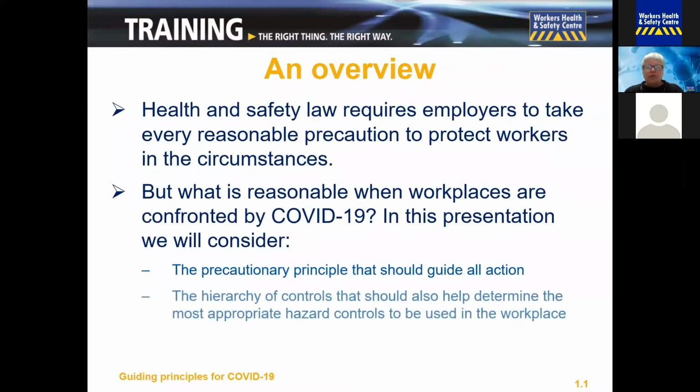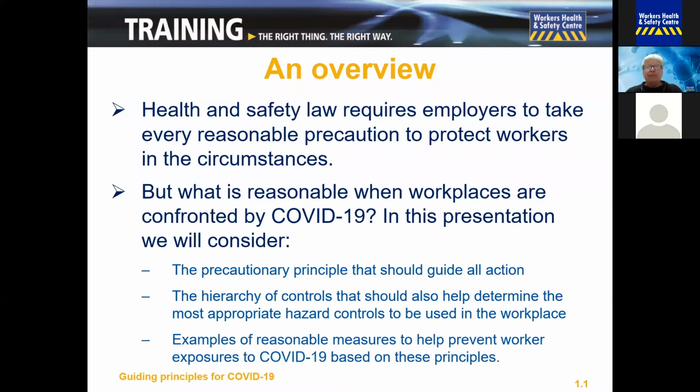Health and safety law requires employers to take every reasonable precaution to protect workers in the circumstances. But what is reasonable when workplaces are confronted by COVID-19? In this presentation, we will consider the precautionary principle that should guide all action, a hierarchy of controls that should also help determine the most appropriate hazard controls to be used in the workplace, and then we will provide some examples of reasonable measures to help prevent worker exposures to COVID-19 based on these principles.